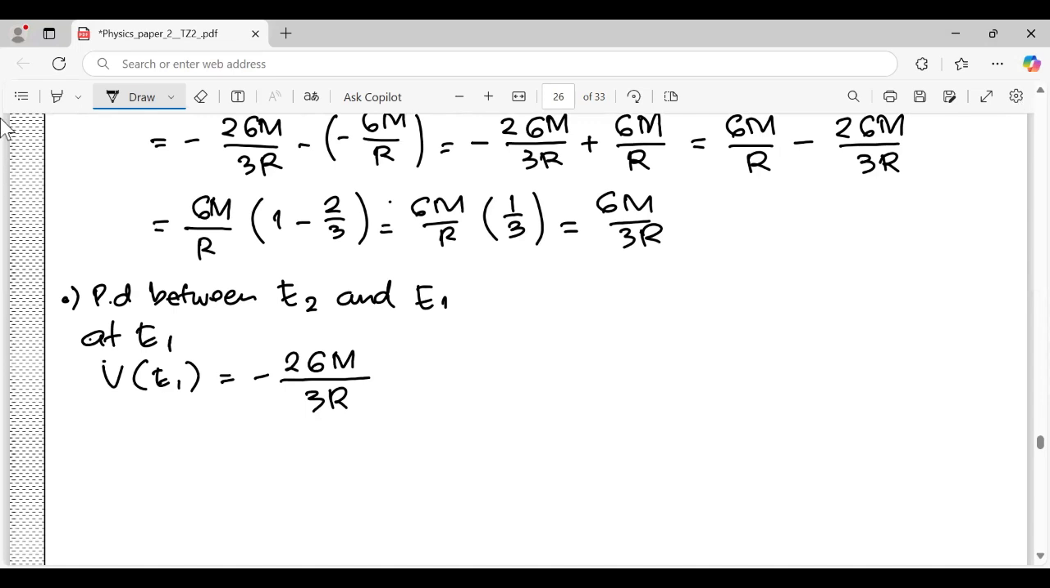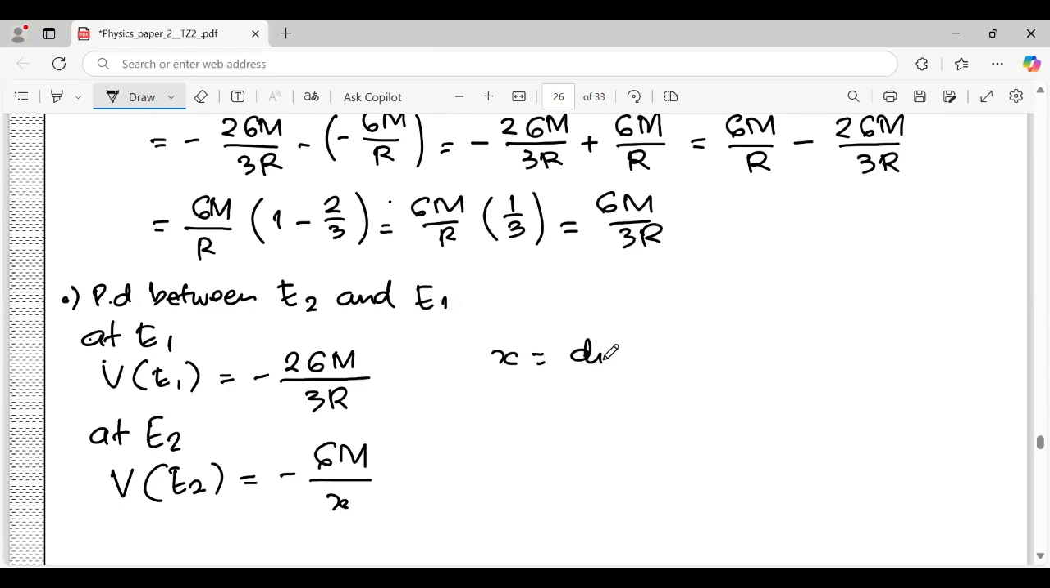And we can write the potential at E2 as phi E2 equal to minus GM over x. x is the distance from the center to E2, because we haven't yet got information about the distance of the center to E2. We are going to determine it.